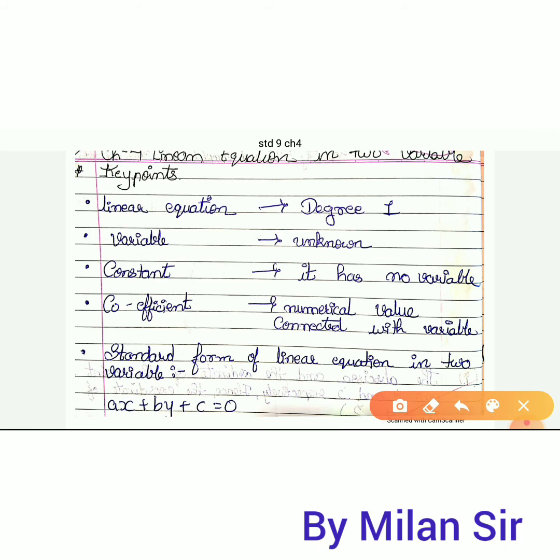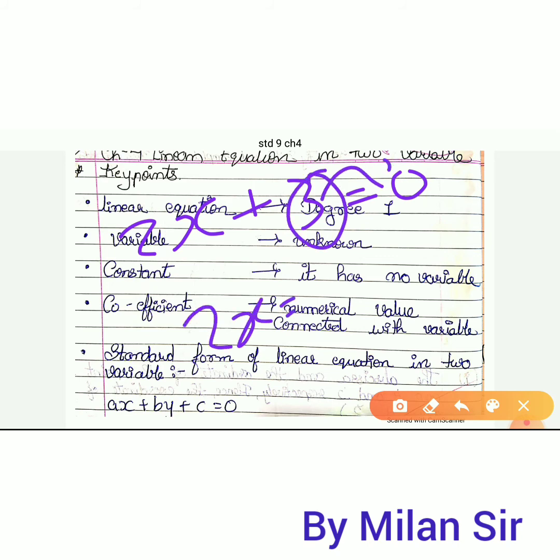If we have a linear equation in one variable, for example 2x plus 3 equals 0, now transfer this 3 to the right hand side. So 2x equals minus 3. Now for finding the value of x, transfer this 2 to the right hand side, it goes to the denominator. So x equals minus 3 by 2. So in a linear equation in one variable, we get only one value of x.